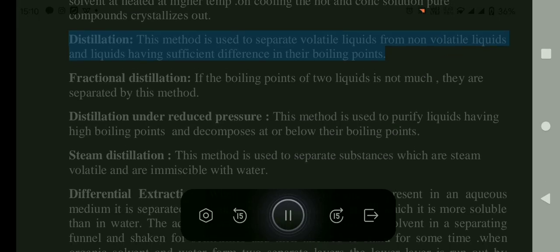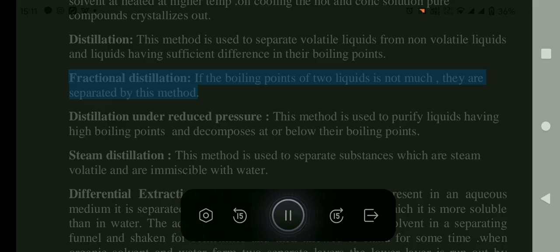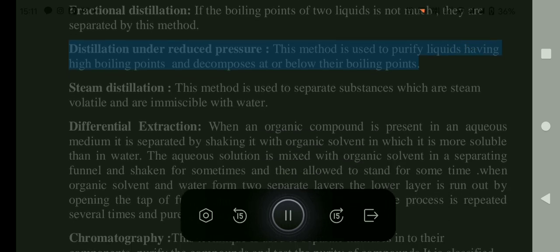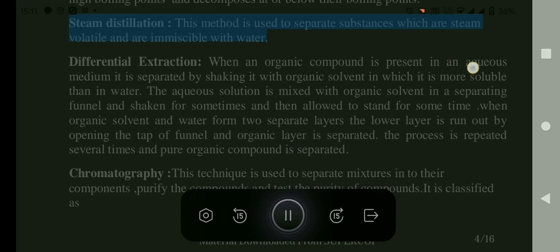Distillation. This method is used to separate volatile liquids from non-volatile liquids, and liquids having sufficient difference in their boiling points. Fractional distillation. If the boiling points of two liquids are not much different, they are separated by this method. Distillation under reduced pressure. This method is used to purify liquids having high boiling points and which decompose at or below their boiling points. Steam distillation. This method is used to separate substances which are steam volatile and are immiscible with water.